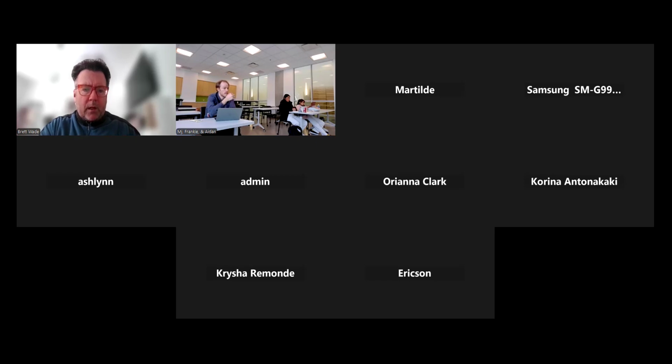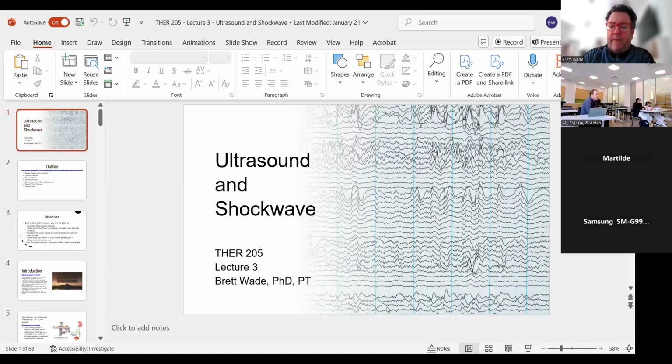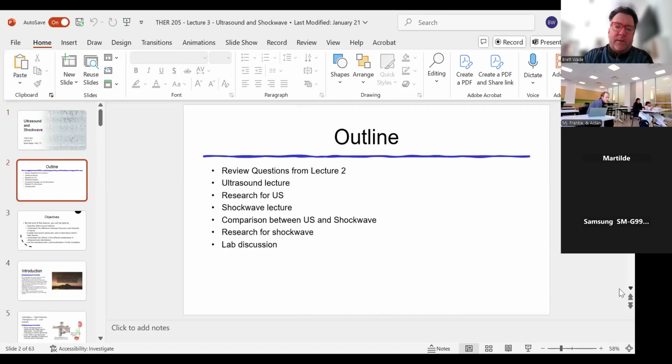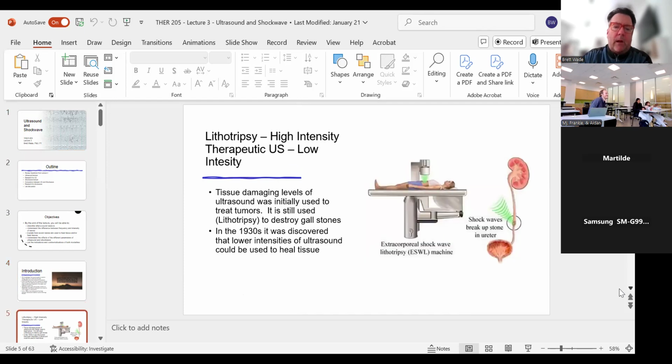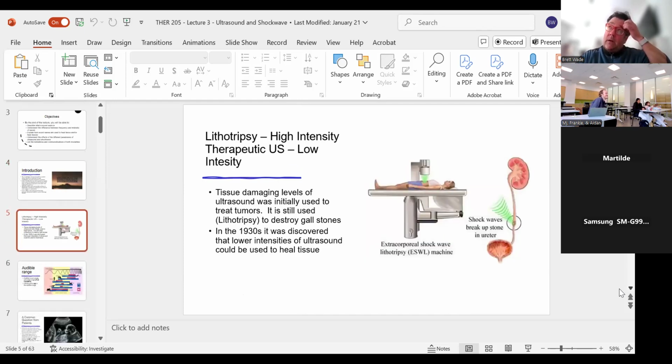That's biofeedback. Where did you go? Oh, there we are. Okay. Ultrasound and shockwave. So, yep, definitely a few questions on here. So let's go find them. So, nothing here to begin with. It's a little bit of background, trivial information.